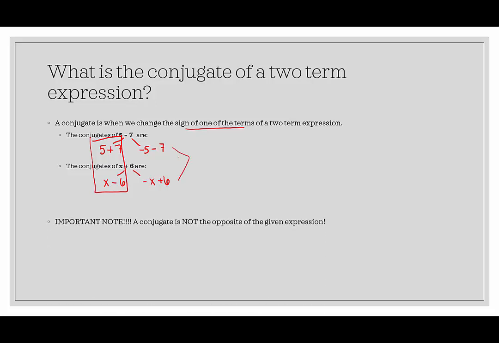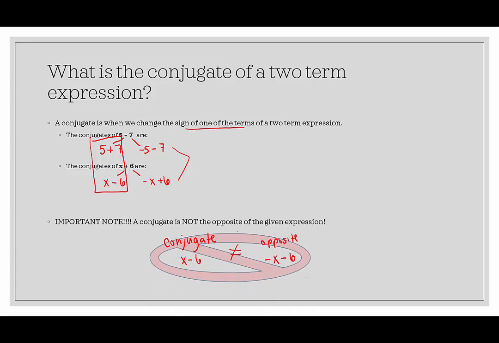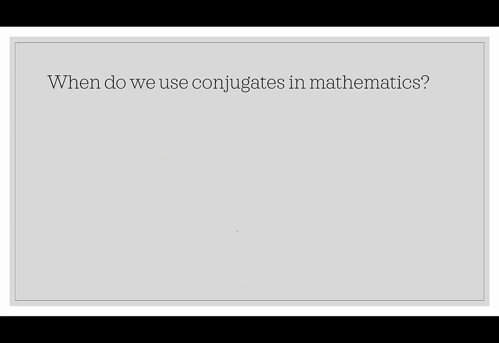One thing that's important to note is that a conjugate is not the same thing as the opposite of an expression. A conjugate is when we change one of the signs. So one conjugate of x plus 6 is x minus 6. The opposite of x plus 6 is when we negate both, when we change the signs of both, negative x minus 6. These things are not the same. That's why they're not called the same word, because one's an opposite, we change all the signs. One's a conjugate, we change the sign of one of the terms.